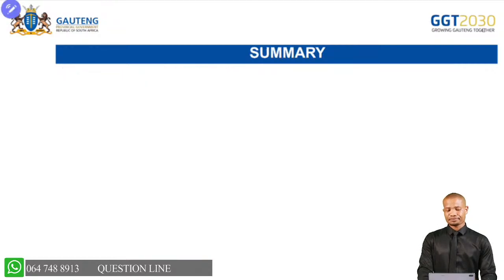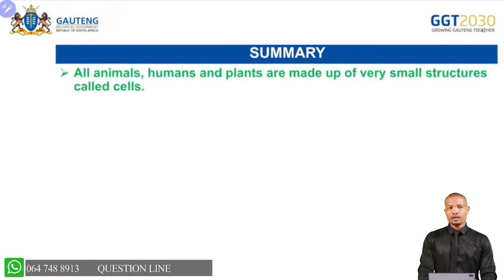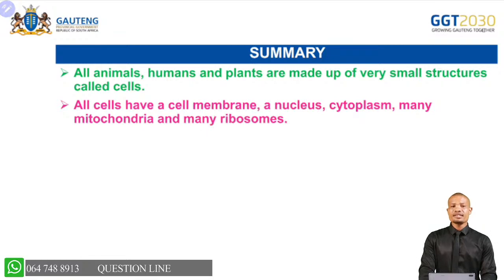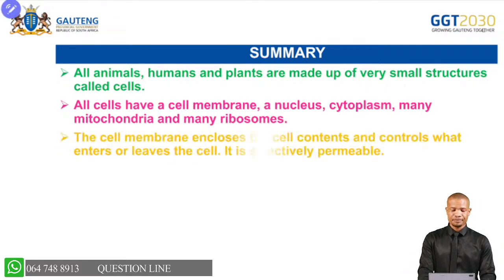Right. Now let's summarize our lesson. We said that all animals, humans, and plants are made up of very small structures which we call cells. And all cells have a cell membrane, a nucleus, cytoplasm, many mitochondria, and many ribosomes. You don't need to know the ribosomes though for now. The cell membrane encloses the cell contents and controls what enters or leaves the cell. It is selectively permeable.